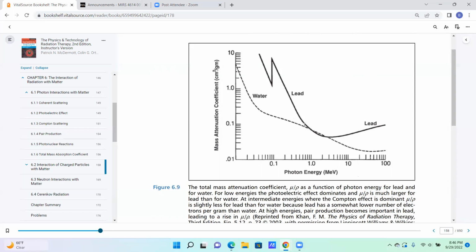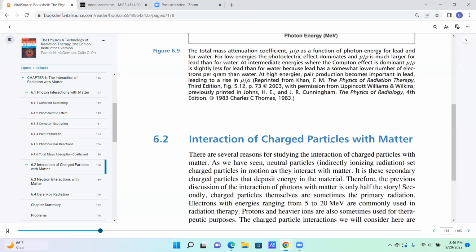You can try to remember this from the fact that both photoelectric as well as pair production have a direct relationship to the atomic number. The atomic number of lead is going to be greater than that of water, and that's why these values for the mass attenuation coefficients are greater in the photoelectric and the pair production areas. Here in the Compton area, it's independent of Z, so they're going to be roughly about the same. That's why the graph looks the way it does.